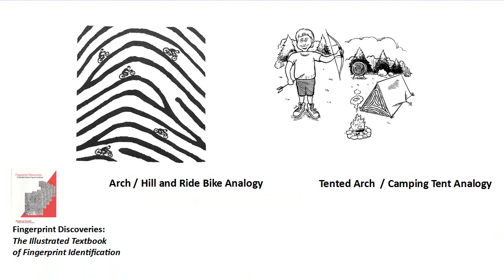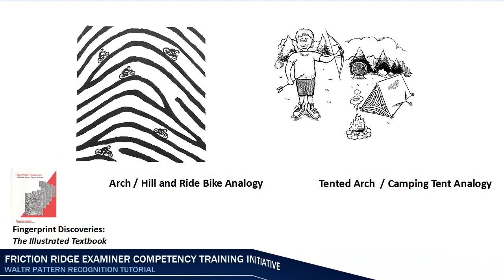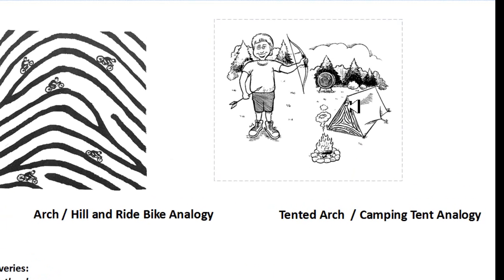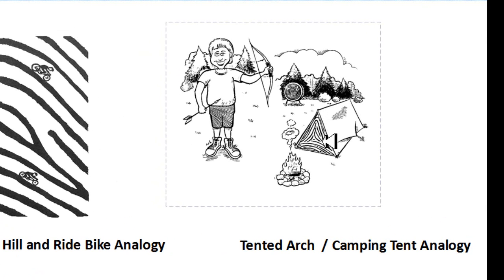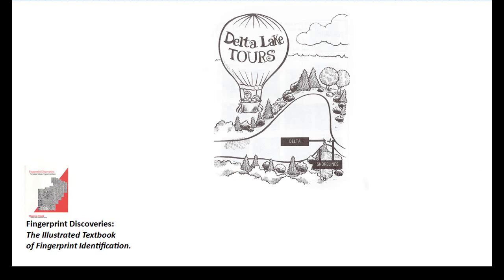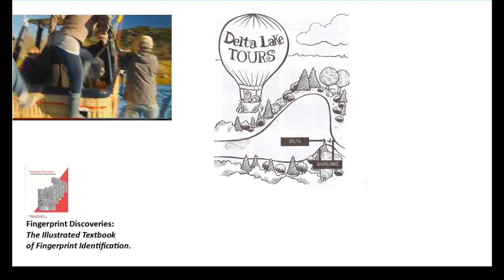On the bike ride, we went to the camping site, and we discovered that the tinted arch and the camping tent, that is a good analogy in that we were looking at the ridges that held up the tent and called attention to the tinted arch. The process is going to continue as we move on to what I refer to as the Delta Lake Tour.